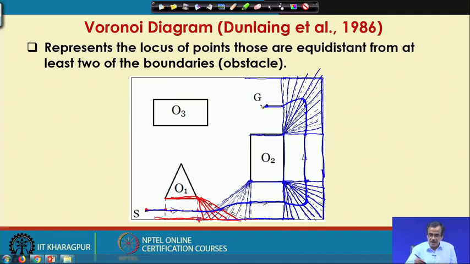So, starting from here, starting from the initial point. This was the initial point. I can find out a collision free path which is something like this. So, this is the collision free path for this particular point robot. This is a collision free path.